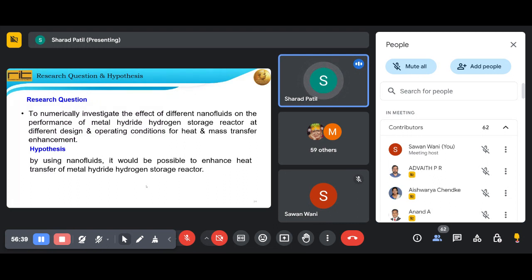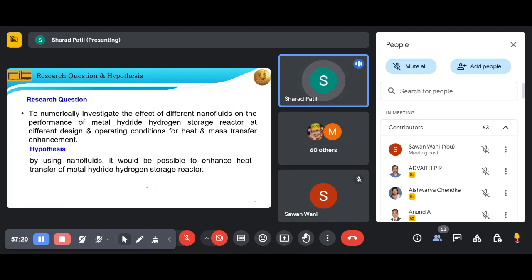So what is the hypothesis behind this? That by using nanofluids, it would be possible to enhance the heat transfer of the metal hydrogen storage reactor. So this is the hypothesis in mind: nanofluids have good thermal conductivity, and if you add these nanoparticles by some percentage, say 0.123% or 1.235%, in the base fluid, then there will be improvement in the conductivity of that fluid, and if that fluid is used as a heat transfer fluid in the metal hydride reactors, then definitely it will improve the performance of the reactor in terms of heat and mass transfer characteristics. So we have investigated it numerically.